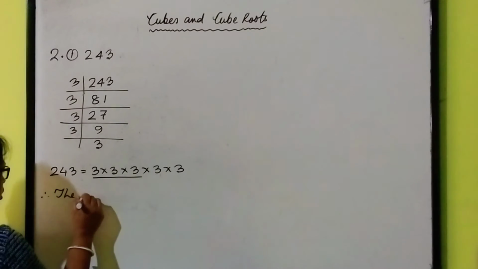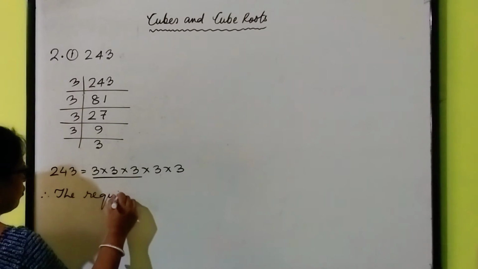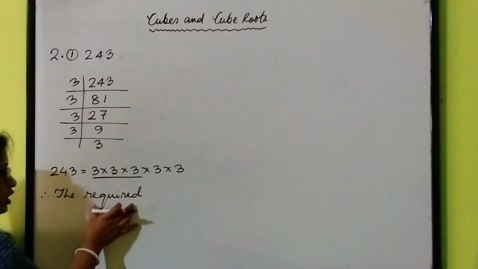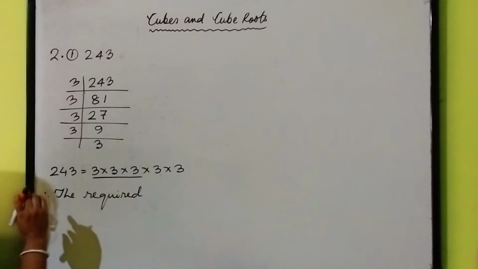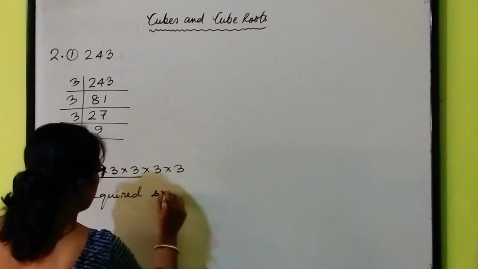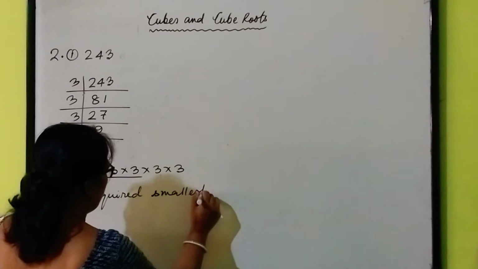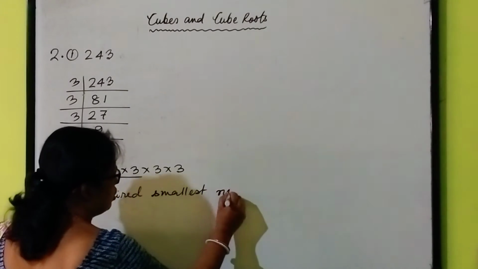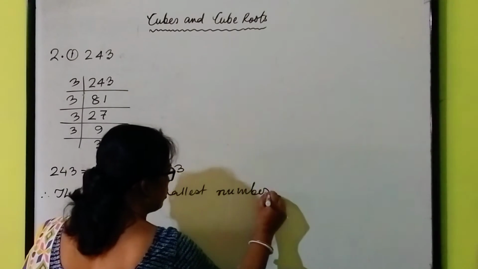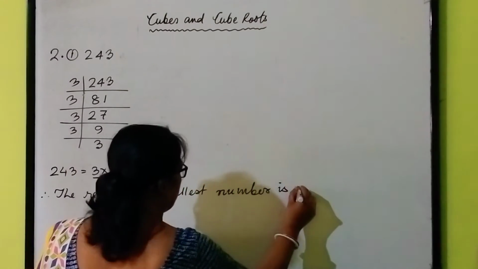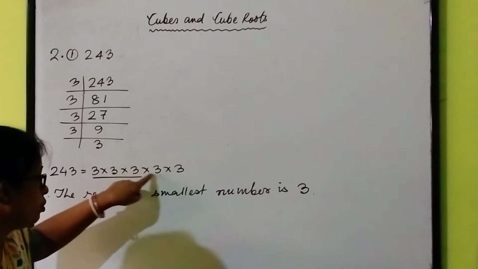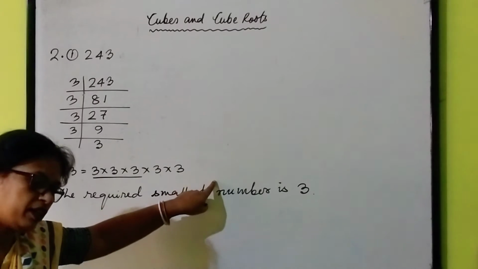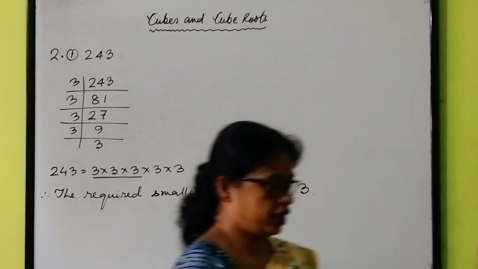Therefore, the required... if you write the word "required," it means everything that is given in the question comes under this. Therefore, the required smallest number is how much? 3. That means if you multiply this number by 3, it will make a triplet, and it will become a perfect cube.